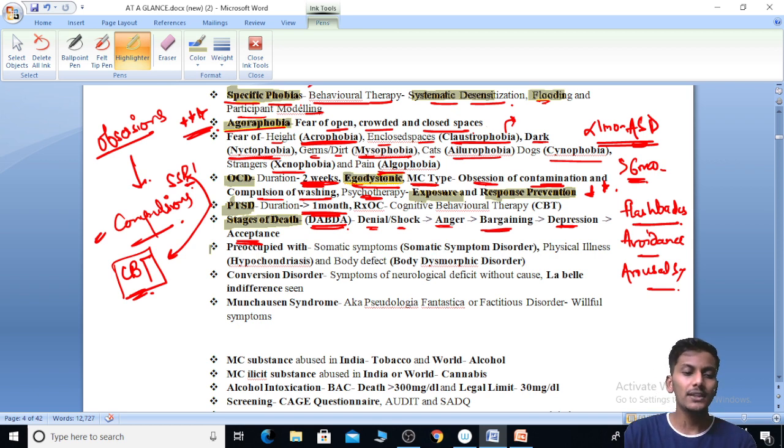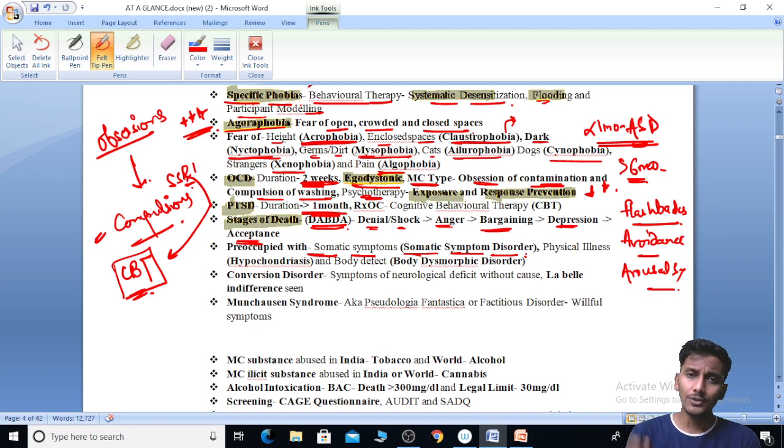So please remember guys, first one, if a person is preoccupied with somatic symptoms, like wo bol raha hai ki mera pet dukh raha hai, mera haath dukh raha hai. So I am having stomach ache, I am having headache. All of these are somatic symptoms. If a person is preoccupied with somatic symptoms, though he is not experiencing any pain or body ache, and the patient keeps on complaining about somatic symptoms, then this is known as somatic symptom disorder, also known as somatization disorder.